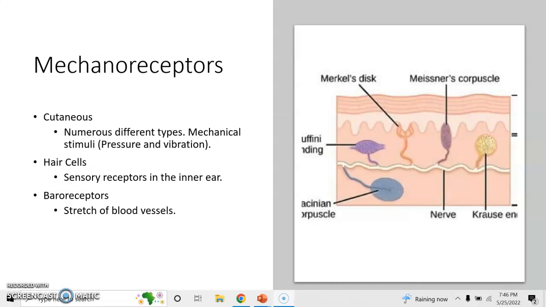Also, another type of mechanical receptor I have here is hair cells. Hair cells in our inner ear, because sound waves are actually pressure waves, and when the sound goes into our ear, it creates pressure on our inner ear. So that would make receptors of our inner ear pressure receptors.